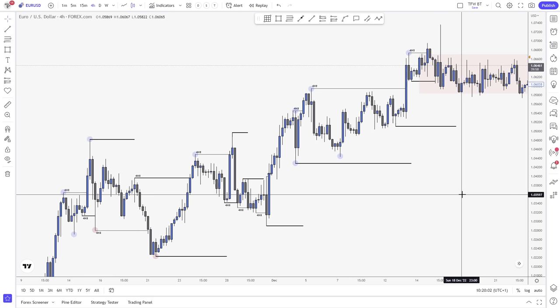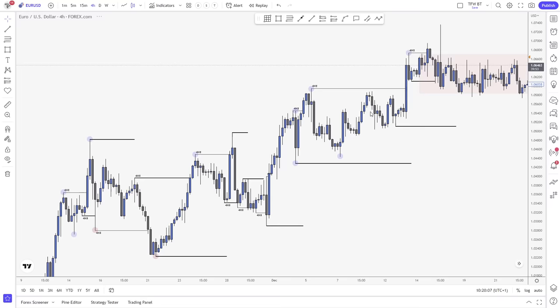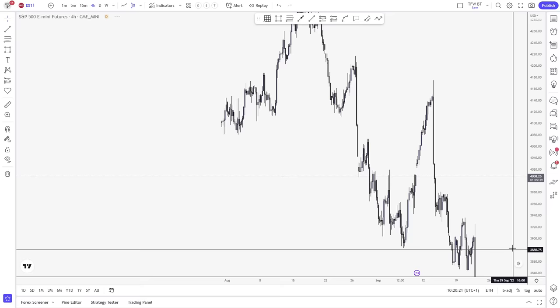If you're trading S&P futures, it works the same. Go on the 4-hour time frame. Let's have a look at what is happening. Can we pick a nice one? Do we have a bearish example? Yeah, let's do this, for example, right there.